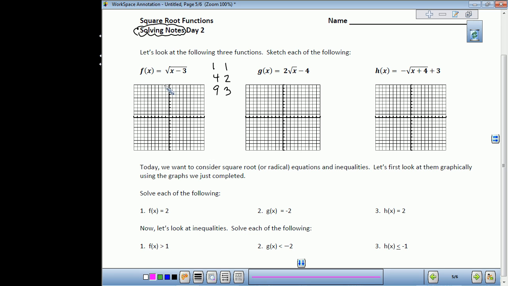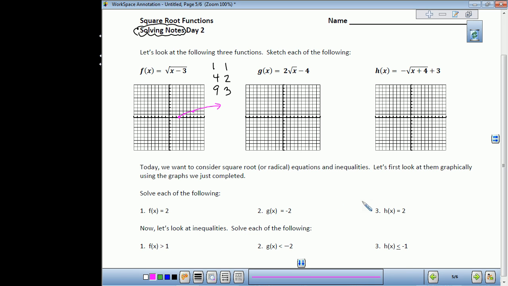Okay, so when we go and graph these, all we have to do is the shift. So this one gets shifted right 3 units. And then these are our normal moves. So if I go right 1, I go up 1. If I go right 4, I go up 2. If I go right 9, I am off the graph. And there's my function.